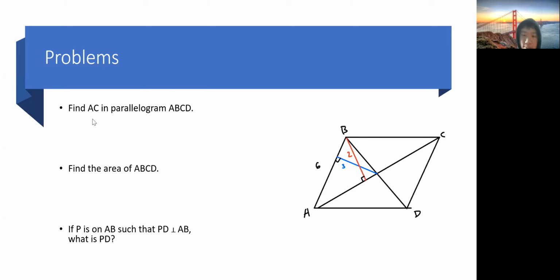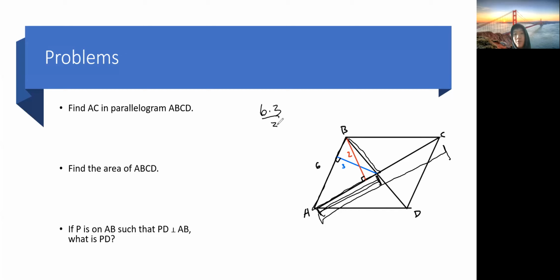All right, so for the first problem, we're going to find AC. So AC is going to be this line right here. Let me first turn on annotations. This is what we want, right? Well, we know that AC is bisected by BD. So if we can find what this is, we just multiply it by 2 to get AC. So how to find this length? Well, we can use the triangle here. This triangle area is going to be 6 times 3 divided by 2.